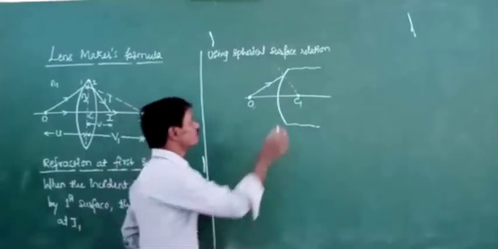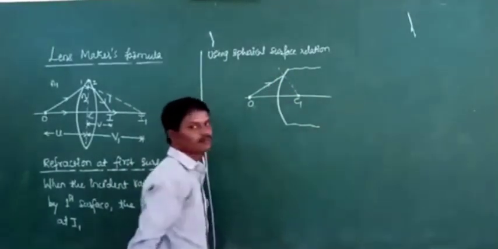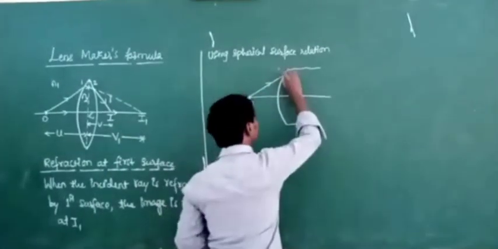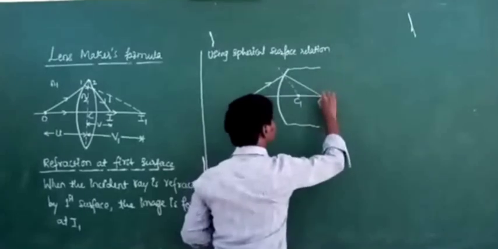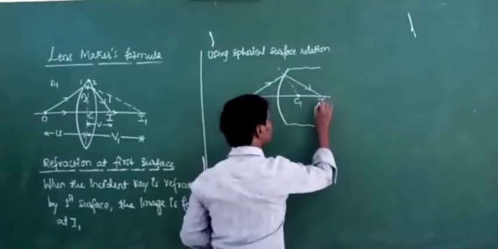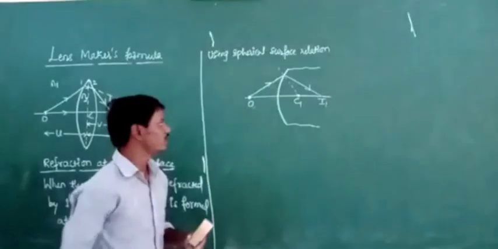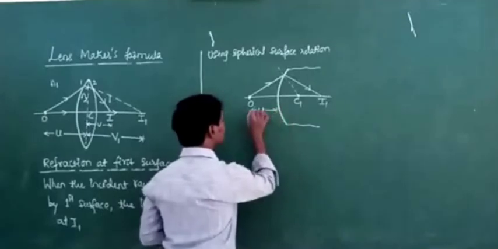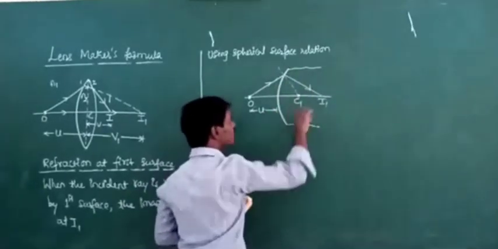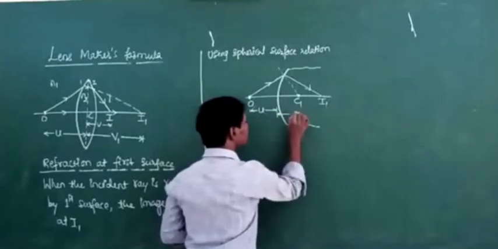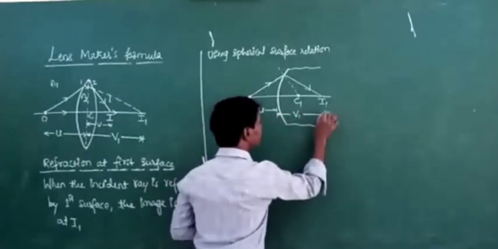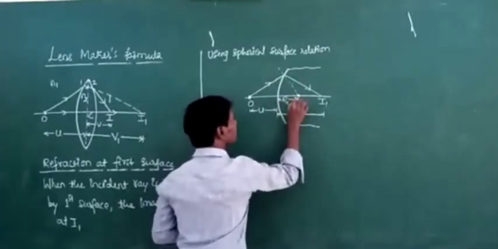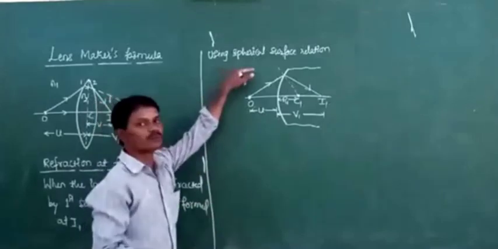The light ray is traveling from which medium to which medium? That is from the air medium to the lens. So the lens is denser now, and the refracted ray bends towards the normal. Where will its image be formed? Its image will be formed at I1. The distance of the object is U. The distance of the image formed by the first surface, I will take as V1, and the radius of the first surface is R1.